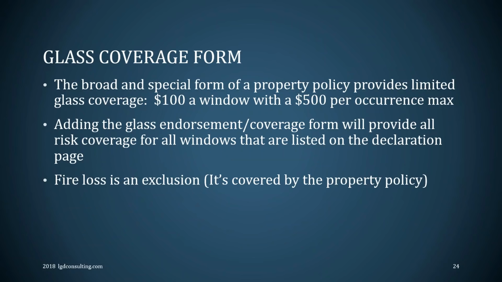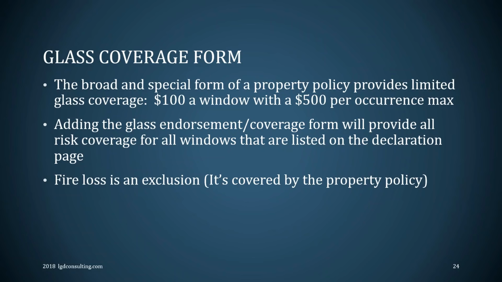Glass coverage form. Again, this is one of those other coverage forms you can add to your property policy because the broad and special give you $100 a window with a $500 per occurrence max, which isn't a whole lot. And so by adding glass coverage to your property, we're going to cover all the windows on an all risk basis. Okay? This actually has some detail to it because only windows that are lettered and numbered to show their exact position on the building, and itemized on the information page of the dec sheet, would be covered. That means newly acquired glass is typically not covered unless it's added to the information page of the dec sheet.